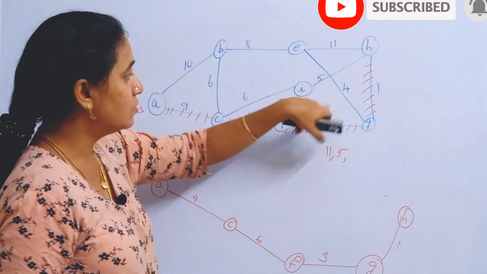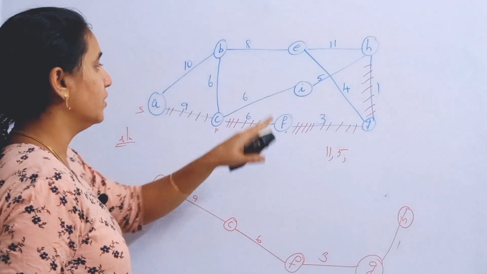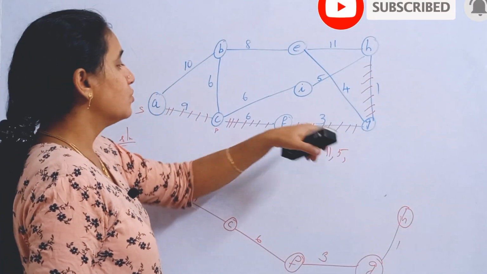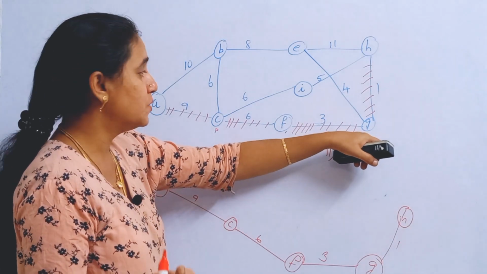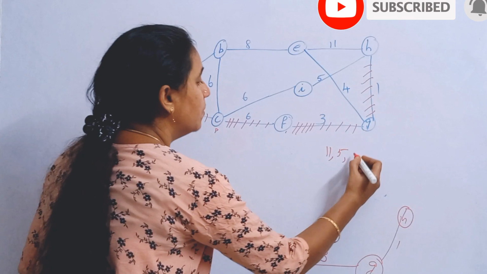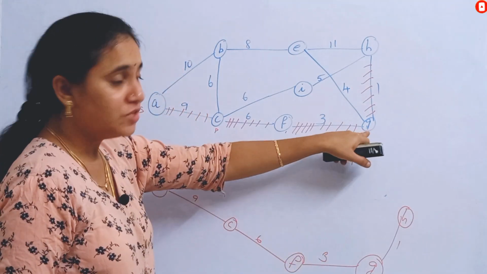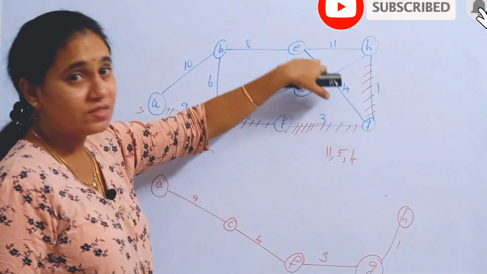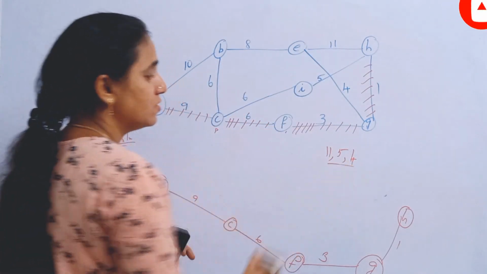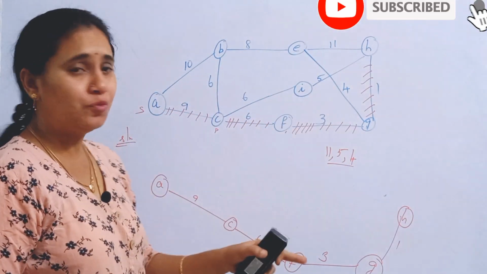No. Any other edges? No, because this is visited. Leave it. So for H, which is a previous vertex, this one G. From G, what all unselected is present? This is the only one edge that is present, right? So mark it as 4. See, from G, this is the edge that is unselected. Among these, which has the minimum weight?